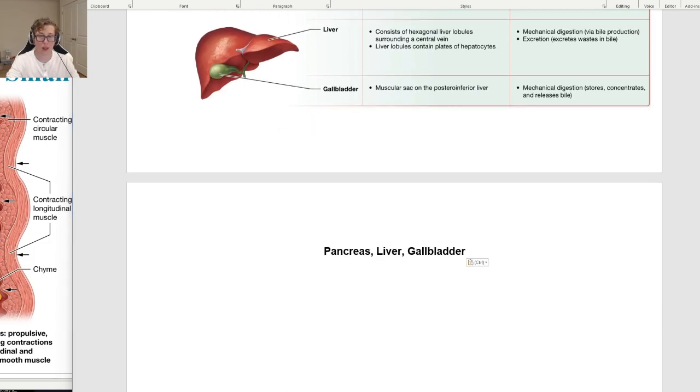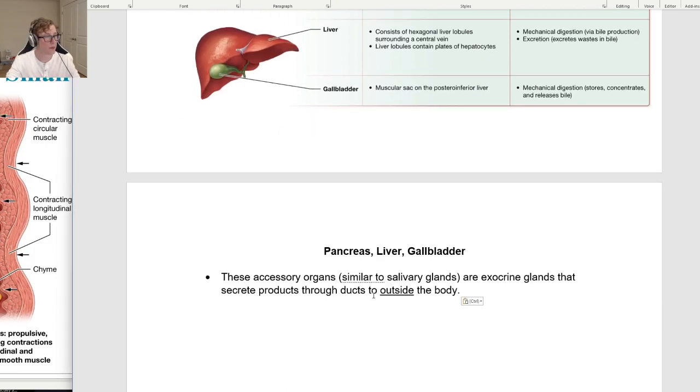Pancreas, liver, and gallbladder. These are accessory organs, similar to the salivary glands, primarily for the GI system that we're talking about. They are exocrine glands that secrete products through ducts to outside of the body. Now, when it's highlighted and says outside, that does not mean it's leaving the body, it's just not going directly into the bloodstream. We're starting with the pancreas.